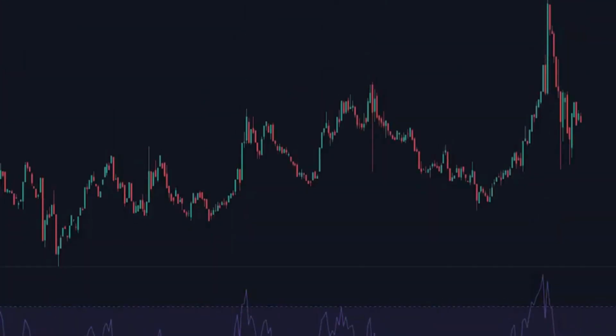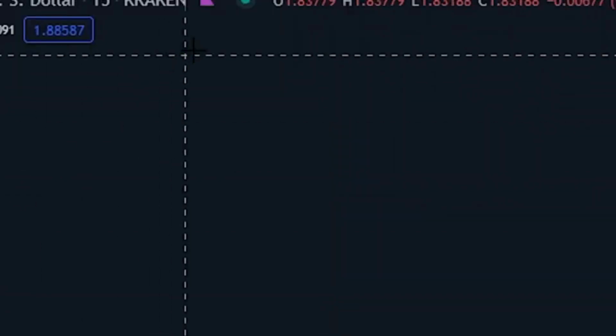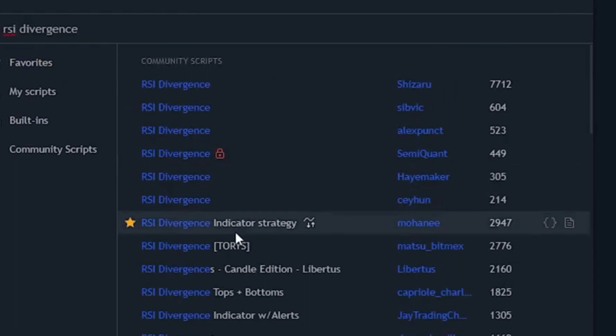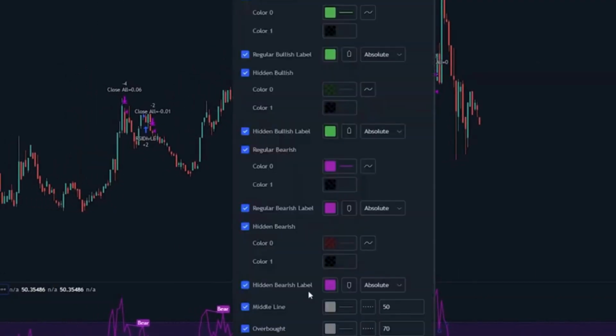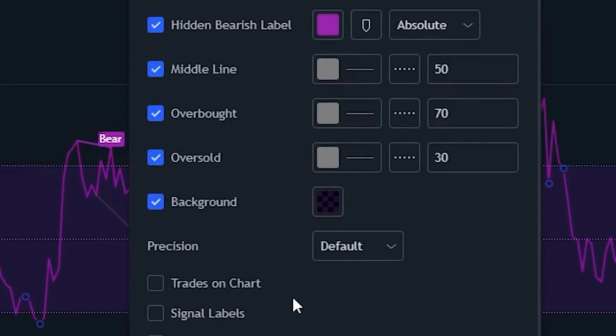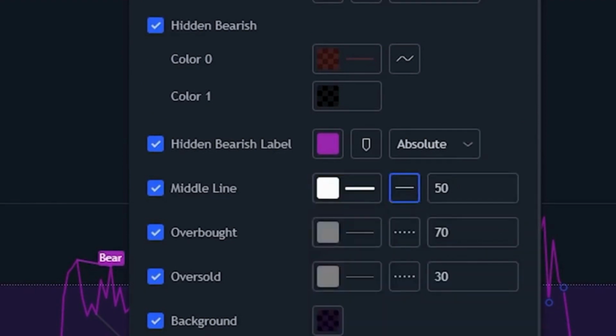Rule number two involves using the RSI indicator, but with a twist. Go to the Indicators tab and type in RSI divergence. Make sure to pick this one right here. Next, we're going to change the settings a bit. Go to the settings, then uncheck these bottom three checkboxes, so this will clean our chart up a bit. Then go to the middle line tab and change the color to white and make it a solid line. This is just so it's easier to see.